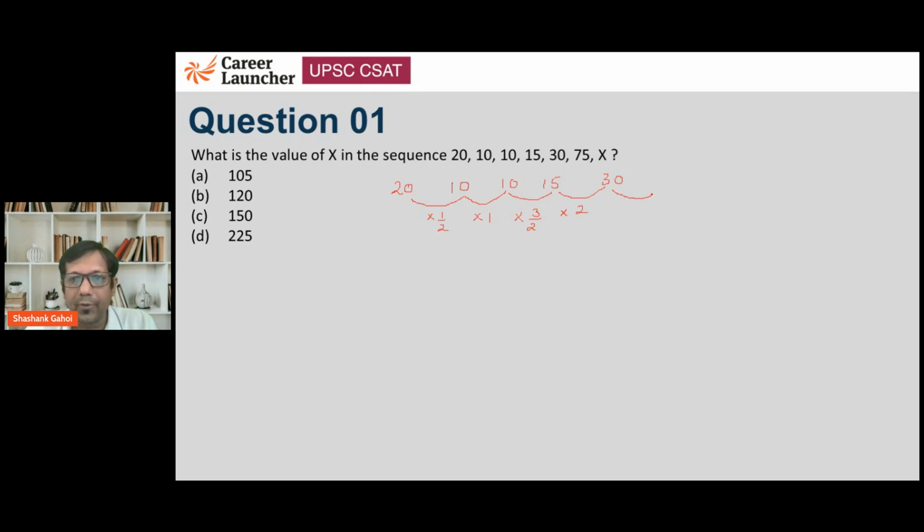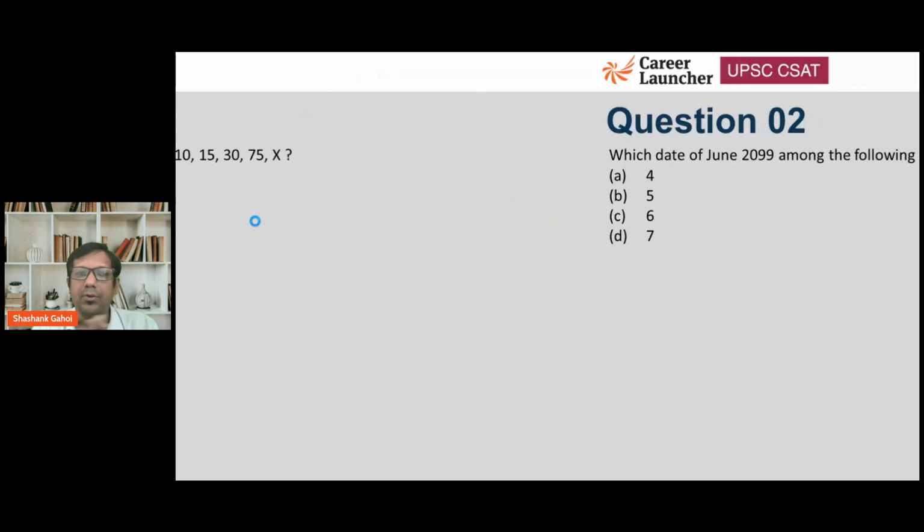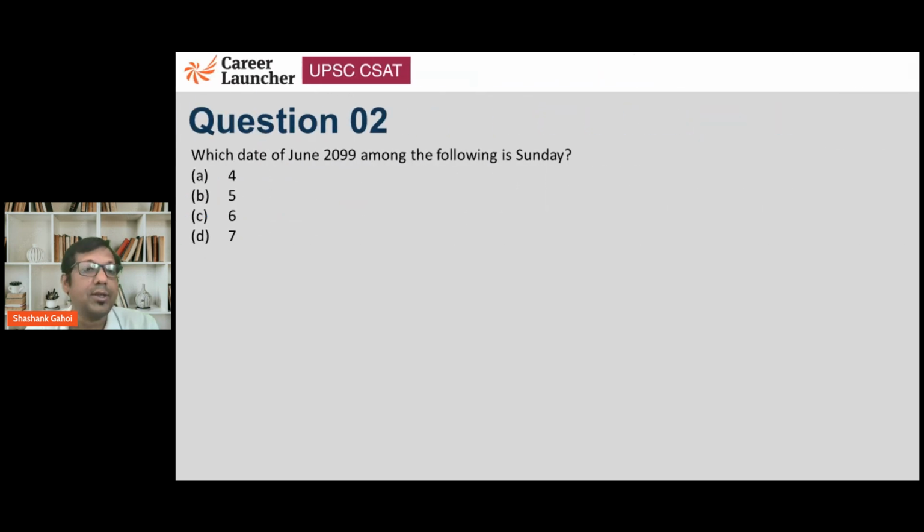So next should be 2.5. So 30 into 2.5 is going to be 75. Does it match my conclusion? Yes. So next should be 75 multiplied by 3, and that's going to be 225. So my answer of this question is going to be option D, that is 225. Okay, now let's move on to the next question.